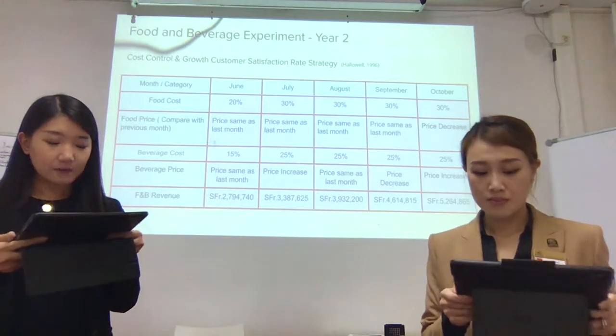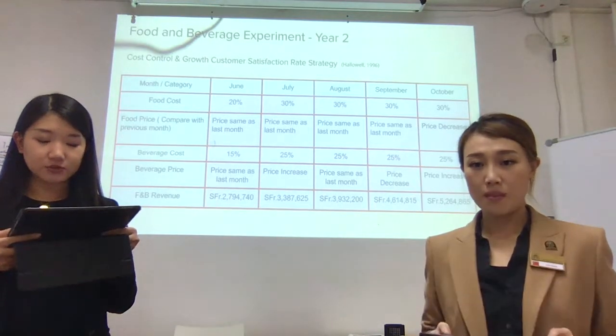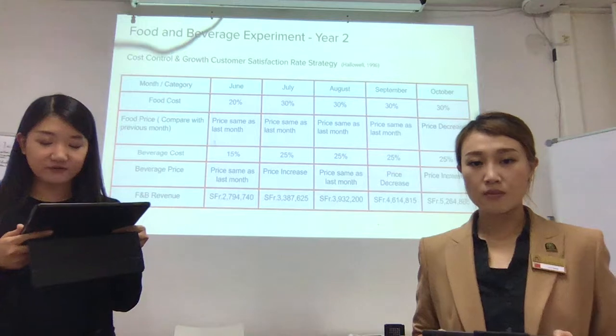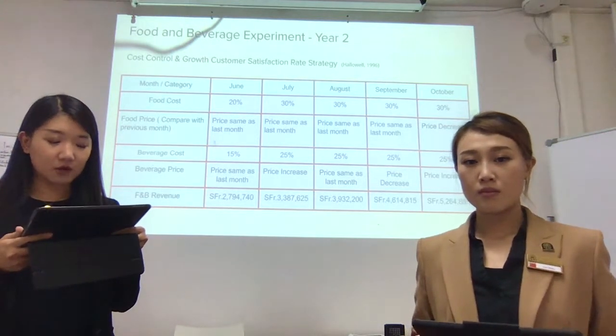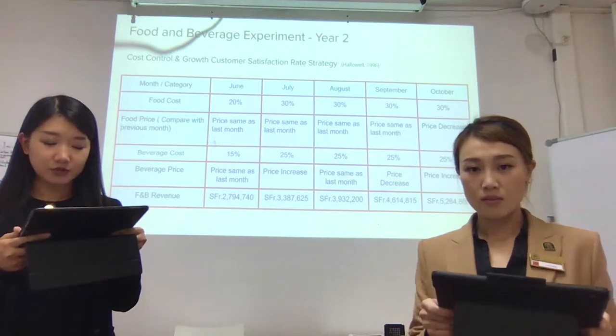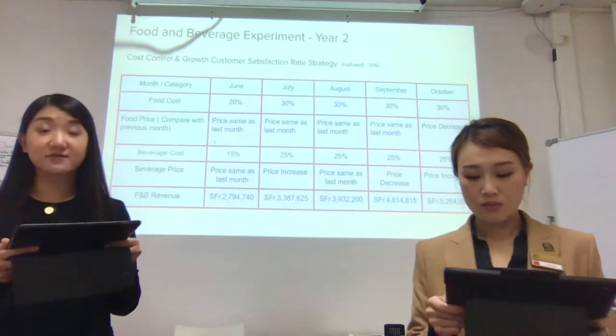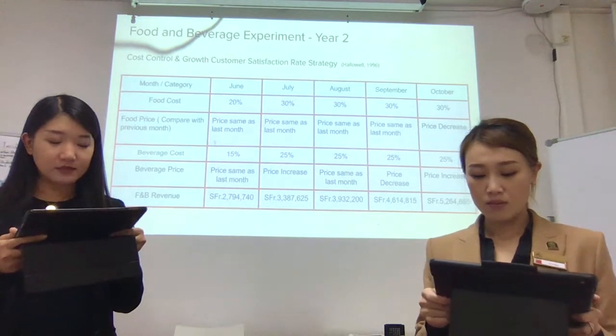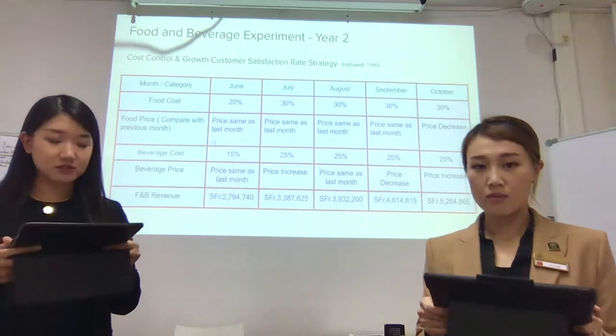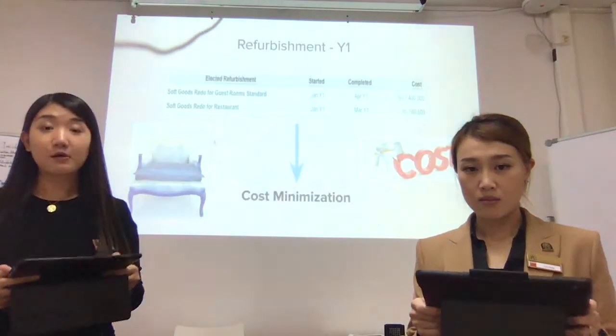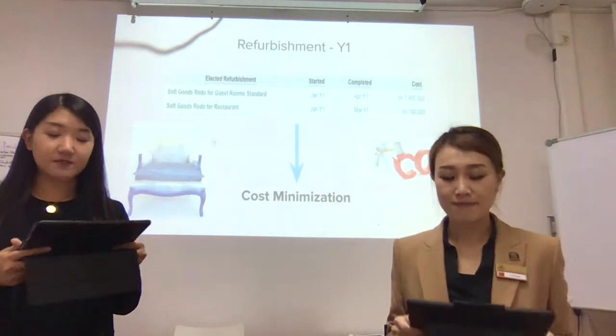In this section, in both year 1 and year 2, we used a cost control strategy to reduce the cost of the food and beverage department. But with the operation of the lobby bar and room service, we attracted more customers and grew the customer satisfaction rate. In this section, we met the second strategy as well as the third strategy. Next, I will pass to my partner to talk about the refurbishment.